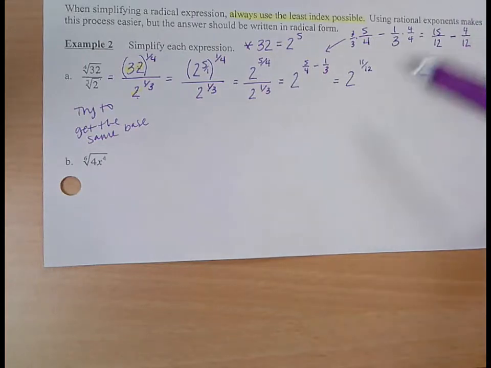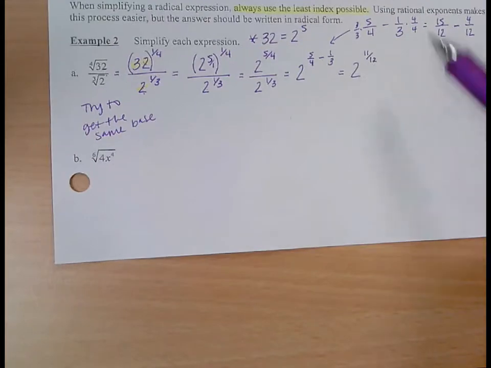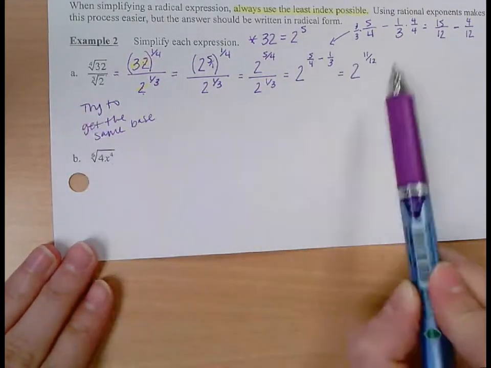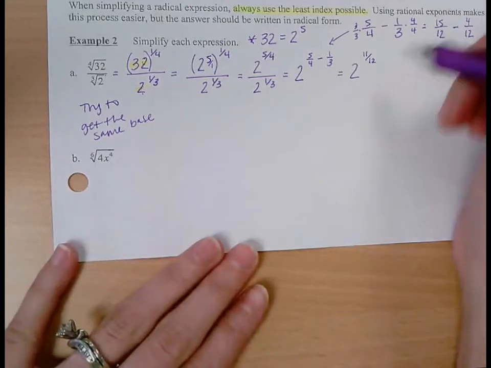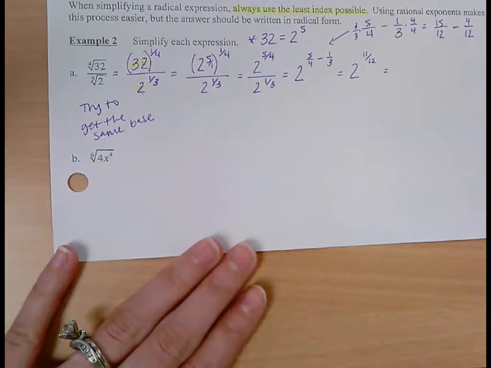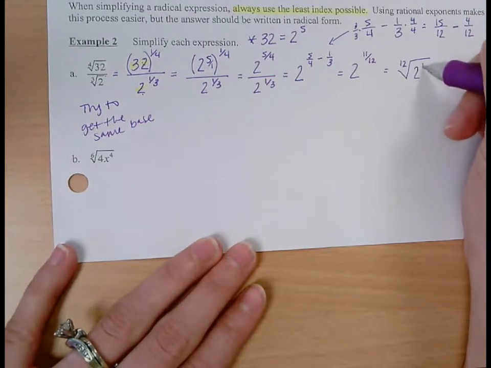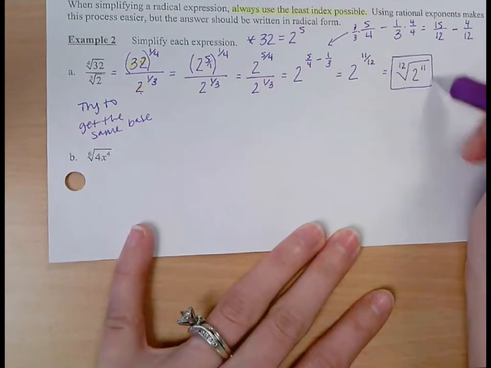And this is then simplified. There isn't more I can do with this. However, again, my original problem was given in radical form, so I want this to also be in radical form. So I would switch it back to a radical, and it would be the 12th root of 2 to the 11th power. You could leave it like this, or if you wanted to actually calculate what 2 to the 11th power is, that would be fine, but this would be an acceptable simplified answer.